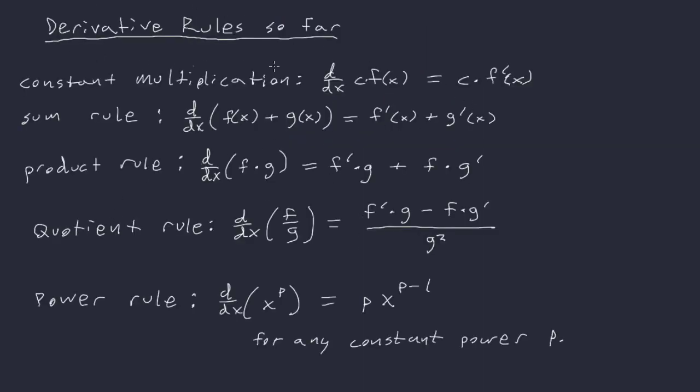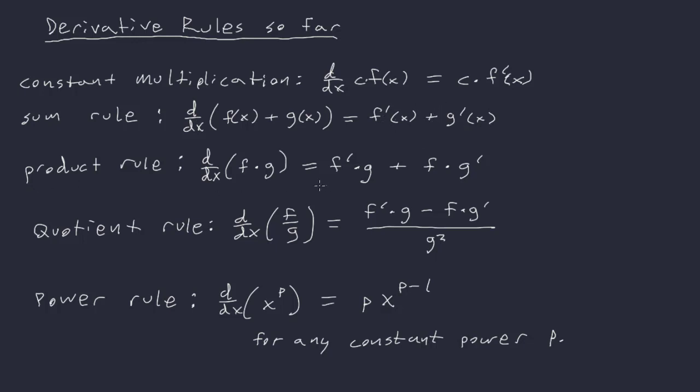Okay, just to give a reminder of the rules that we've established so far, we have constant multiplication, which just tells us that constants come along for the ride, right? So if you know the derivative of f and you're multiplying it by some constant c, the derivative of the whole thing is just going to be c times f prime of x. Okay, we have the sum rule that if we're taking the derivative of two things added together, we can just do them term by term.